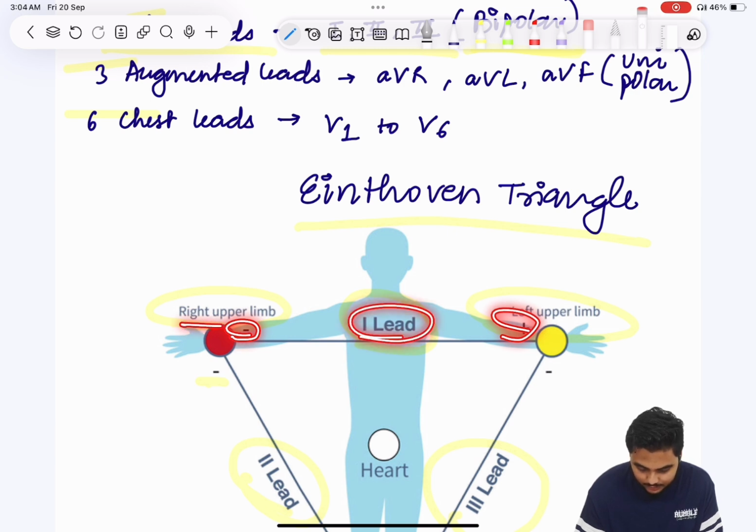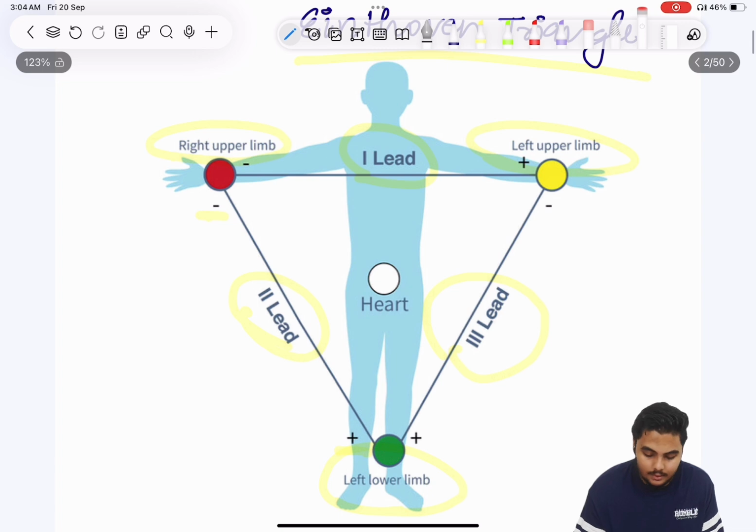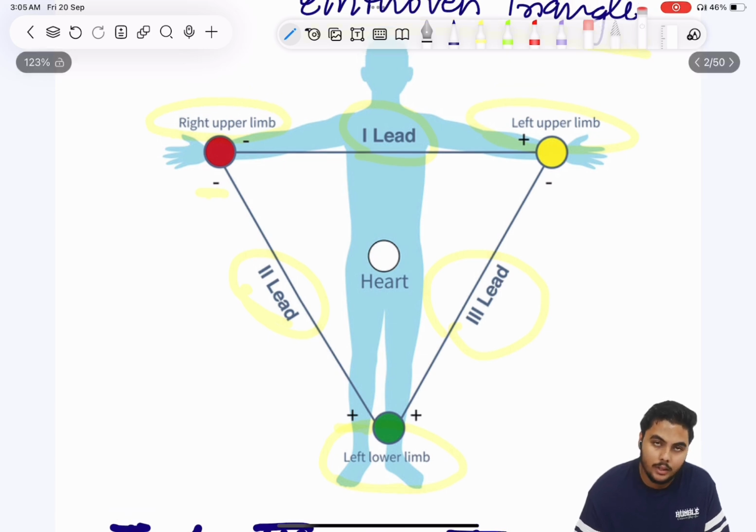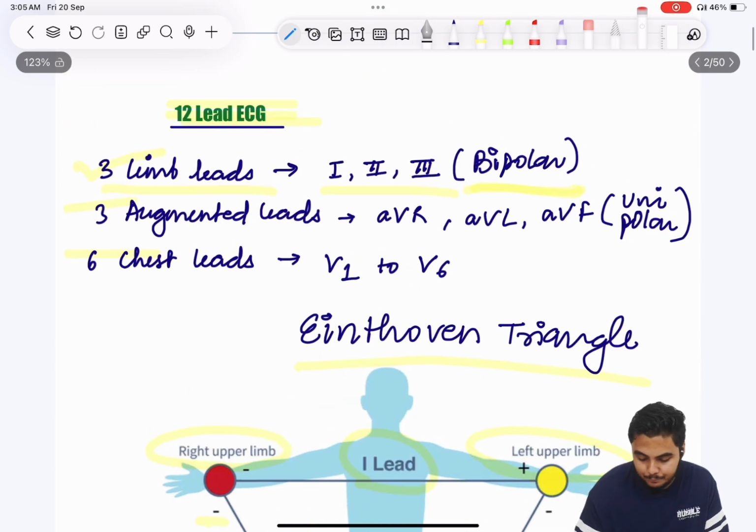So for lead 1, it is from the right upper limb to the left upper limb, right, guys? And same for the second lead, it is from the right upper limb to the left lower limb, and for the third lead it's from the left upper limb to the left lower limb. Now, if you see here, guys, the right leg is not included for an electrode or for a lead because it serves as a ground or it serves as neutral, right?